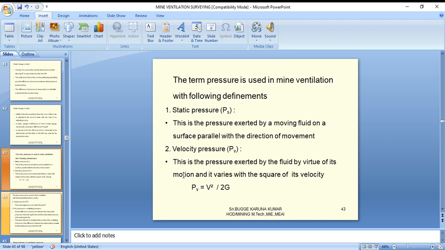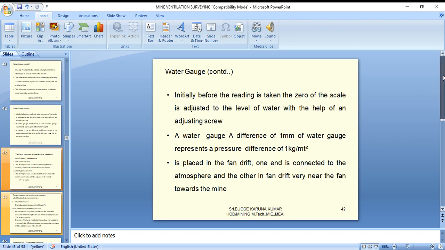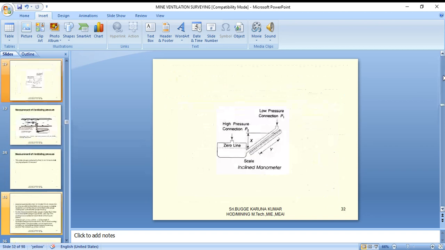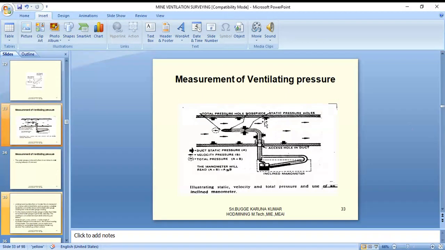The term static pressure is very important in ventilation. It is the pressure exerted by the moving fluid on a surface parallel with the direction of movement. Velocity pressure is by virtue of its motion and varies with the square of the velocity, that is PV is equal to V square by 2g. In the figure above, this is the static pressure and this is the velocity pressure.